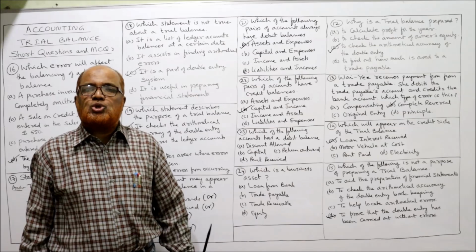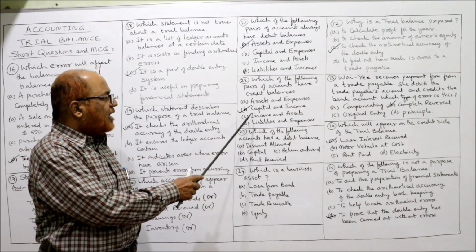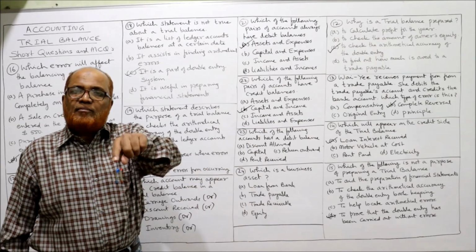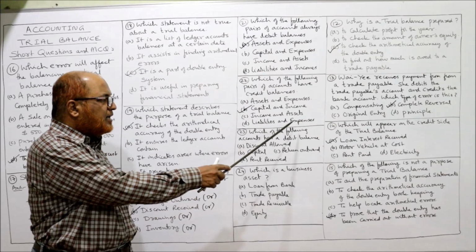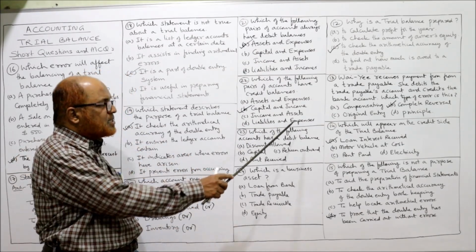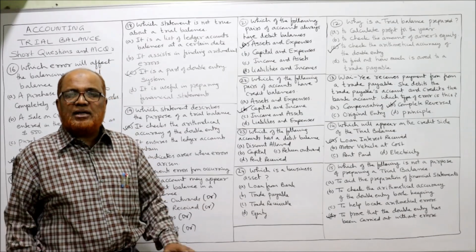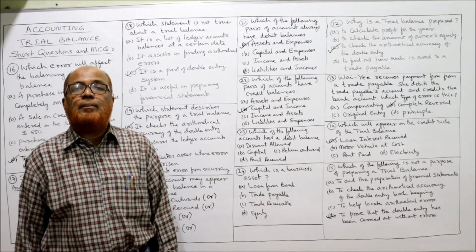Which pair of accounts shows credit balance? Means capital and income. Here income and assets. Income will show credit balance. Assets will show debit balance. Similarly, liabilities and expenses. Liabilities will show credit balance. Expenses will show debit balance. The ultimate answer is capital and income will show credit balance.